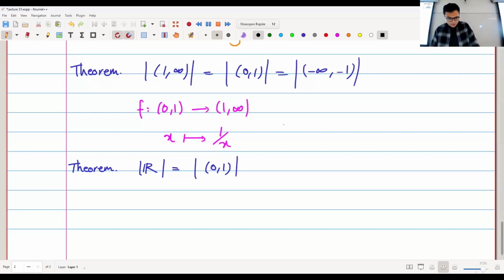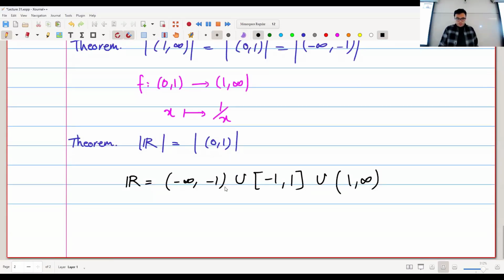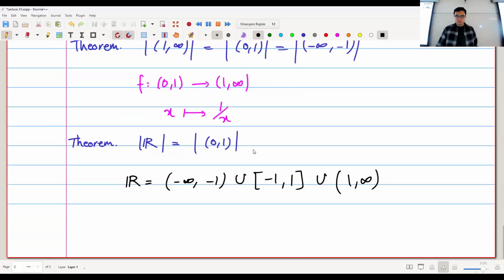So I can just use this previous one, right? I can write R as the union of several sets. I can take minus infinity to minus 1, union with, let's say, minus 1 to 1. I'm going to include both of them here. Union with 1 to infinity. And I've already seen that I can map each of these into a segment, and it doesn't matter what my starting point and end point is.